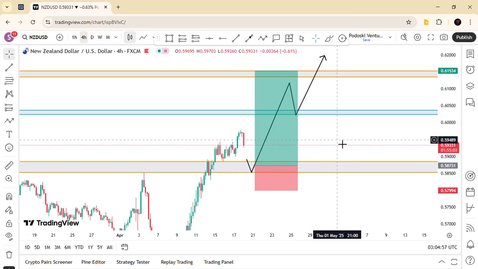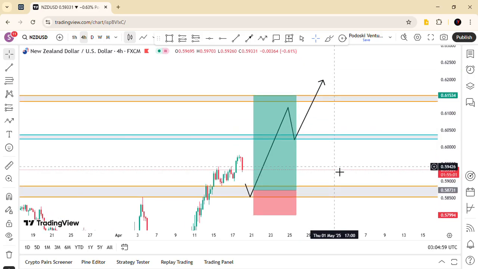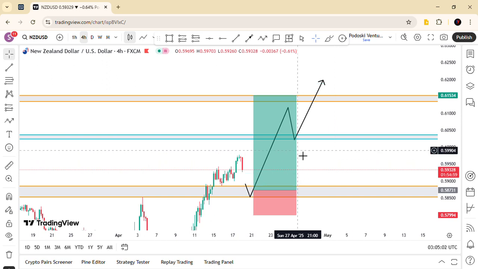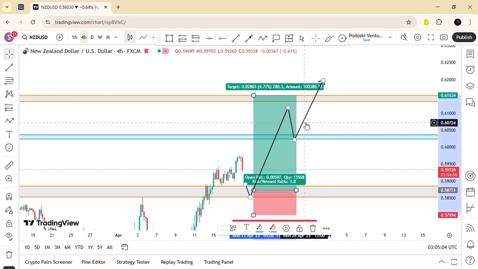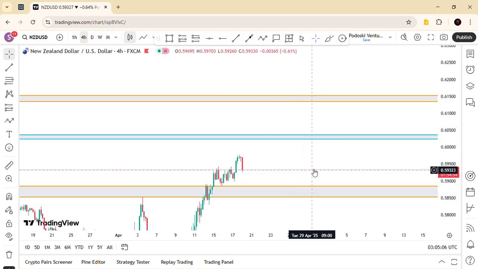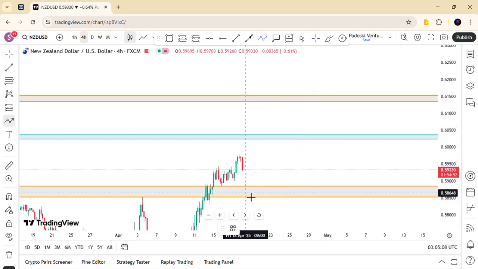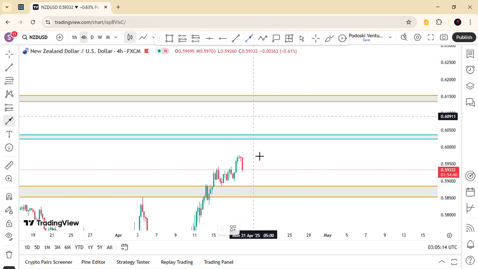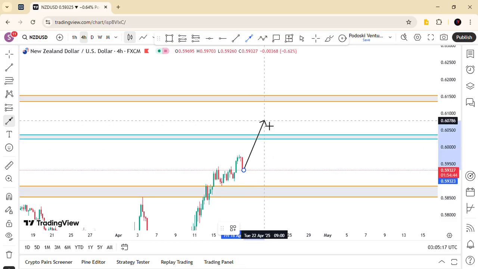Let's just wait and see how it will play out. So this will be the entry on NZD/USD. But wait, someone will ask, what if price doesn't come into this zone, but rather it just sees buying momentum from here and goes to the upside?